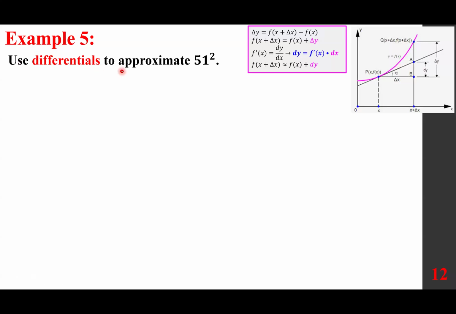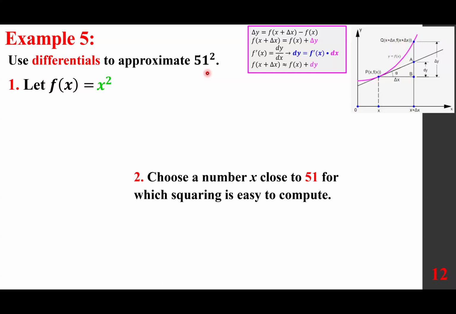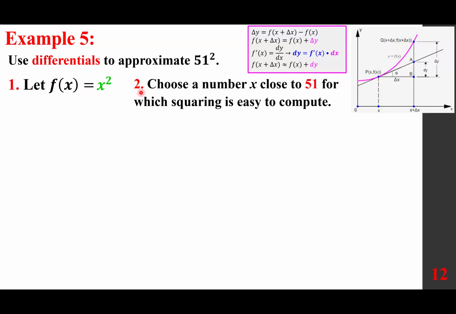Example 5, use differentials to approximate 51 squared. How do we do that? First, we have to come up with a function. And the function you come up with, it's very simple. Read this, 51 squared. The operation that is taking place is the squaring operation. So f of x must be x squared. Then the second step is to choose a number x close to 51 for which squaring is easy to compute.